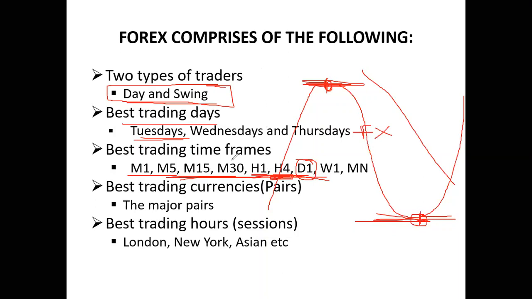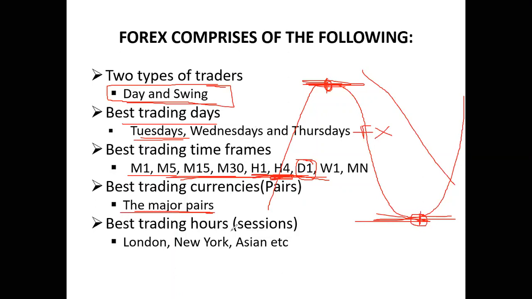The best trading currencies are the major currency pairs. The major currency pairs are EUR/USD, GBP/USD, USD/JPY, and USD/CAD. They are the major pairs. So you trade using those ones for now, because the movement of the others depends on them.